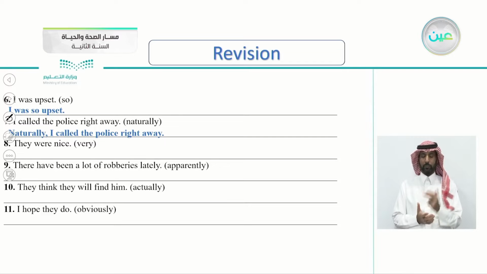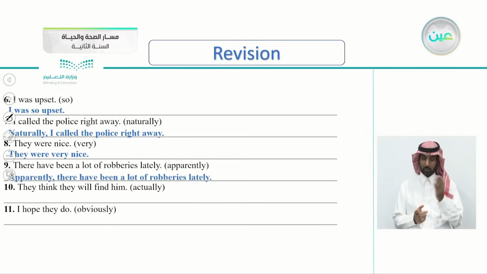Number eight, they were nice, and the adverb very. Yes, very good. They were very nice. Number nine, there have been a lot of robberies lately, and the adverb apparently. Yes, apparently there have been a lot of robberies lately. Apparently means something very obvious. Anyone can see this.